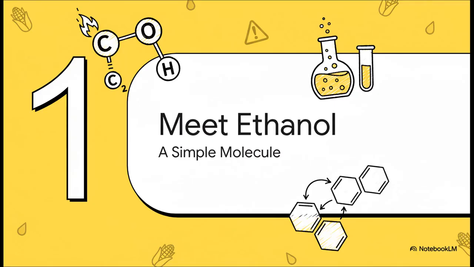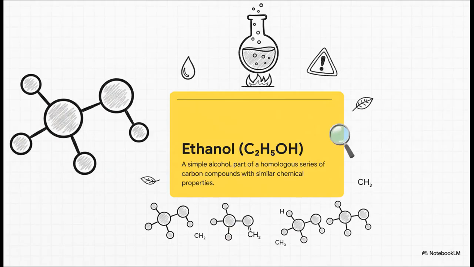All right, first things first. Let's get properly introduced to this molecule. What exactly is ethanol anyway? Okay, so at its core, ethanol is a simple alcohol. You can see its chemical formula right here, C2H5OH. That's 2 carbon atoms, 6 hydrogens, and 1 oxygen.